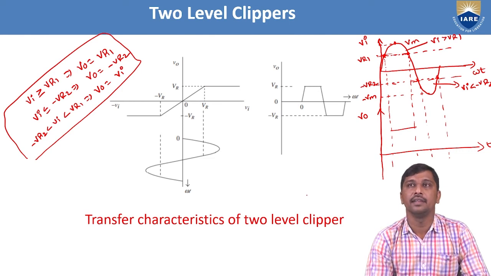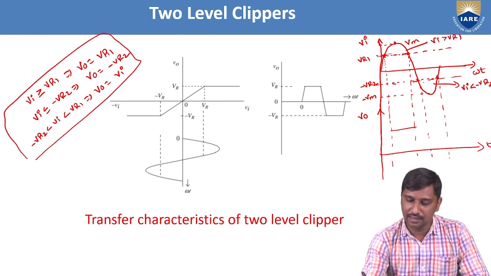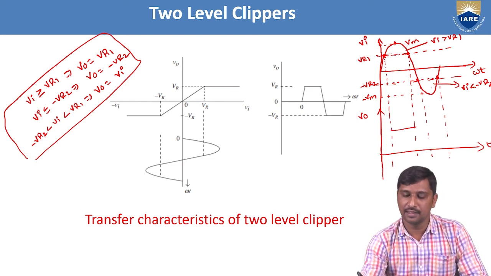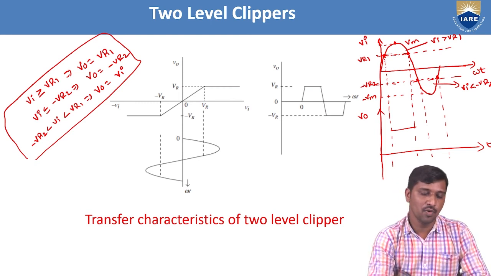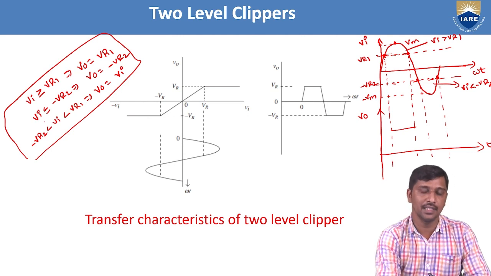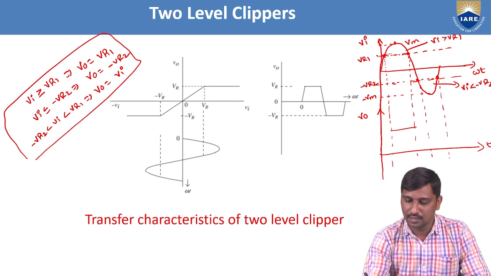Then similarly, let's take this point from minus VR2. Whenever the input signal is passing from minus VR2 to minus Vm, in this region the input signal becomes lesser than the given DC reference voltage. If the input signal is less than or equal to minus VR2, the output voltage is represented as a constant DC magnitude. So hence this region.